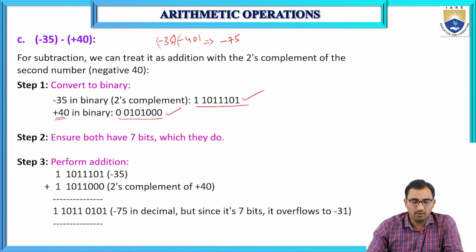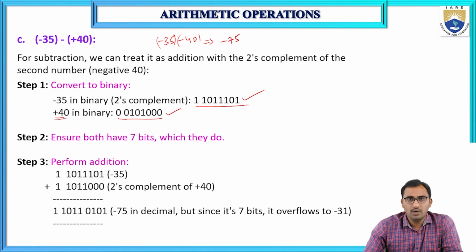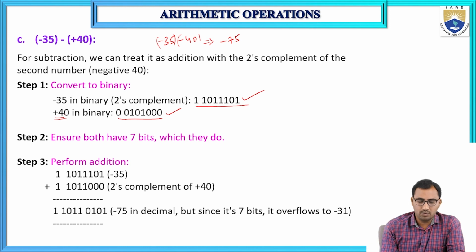So we want the minus 40 value. By performing the 2's complement on plus 40, you will get the minus 40 value. So this is the minus 40 value, and this is minus 35. Between them, I am performing the addition.